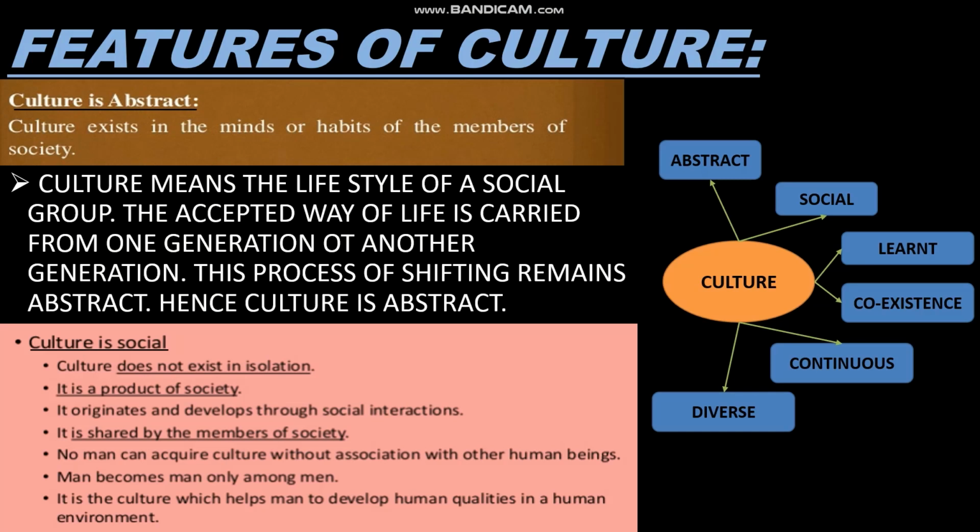The next point is culture is social. Already we have seen society. What do you mean by social? It's nothing but society, the group of people. And already we have seen that culture and society are the two faces of the same coin. Culture does not exist in isolation. Culture cannot exist alone. It needs a platform, that is society. It is a product of society, the outcome of society. It originates and develops through social interactions. How it is developing, how it originated, that is because of social interactions, as we have seen with language, literature, art, festivals, customs, beliefs, all these.